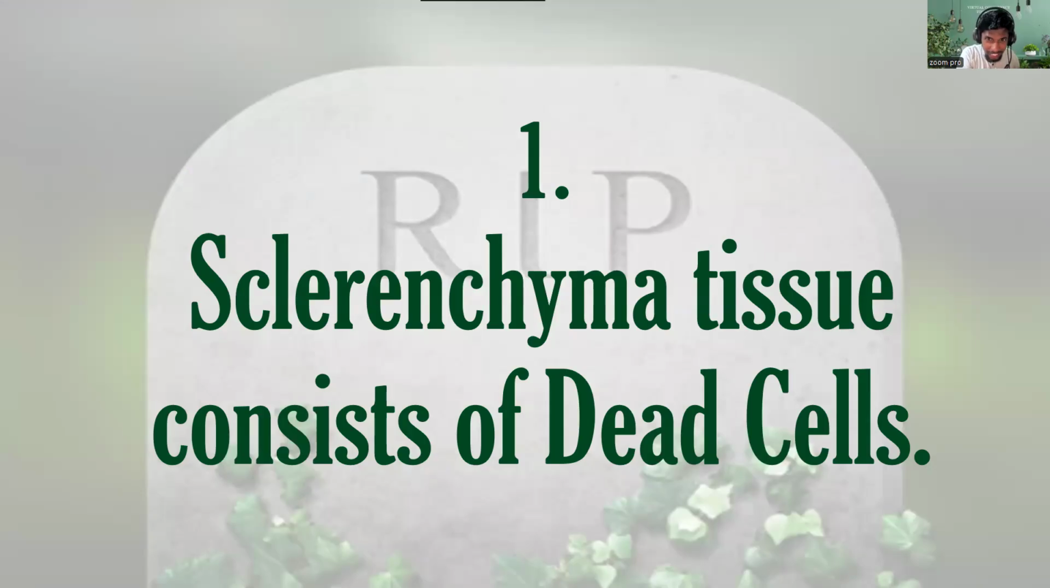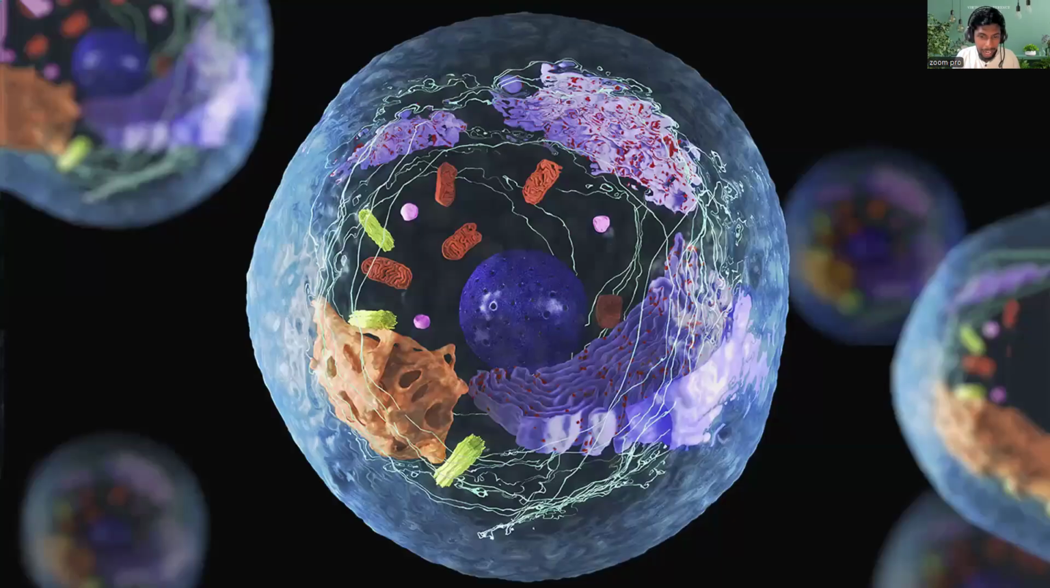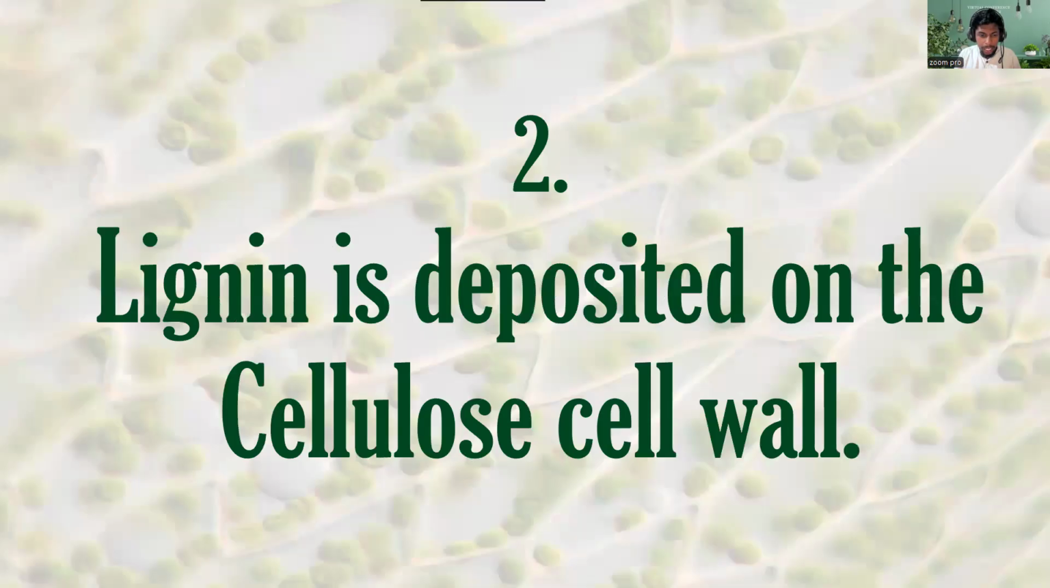Simple permanent tissues: parenchyma and collenchyma are living cells, but the sclerenchyma tissue is made of dead cells. They contain dead cells because of the lignin. And the third one, here, the lignin is deposited on the cellulose. In addition to the cellulose, they have the lignin, right?